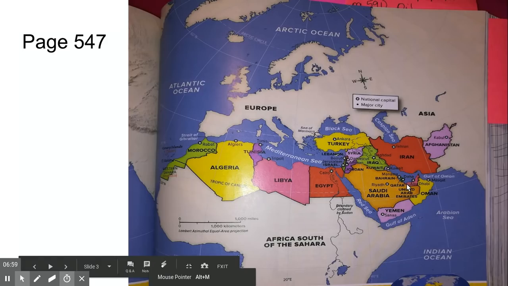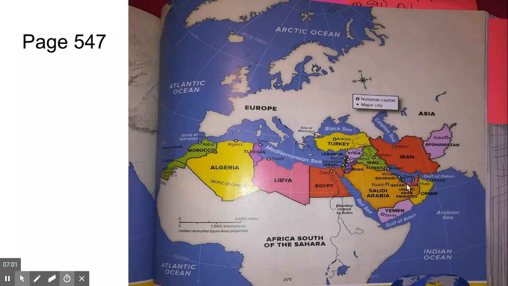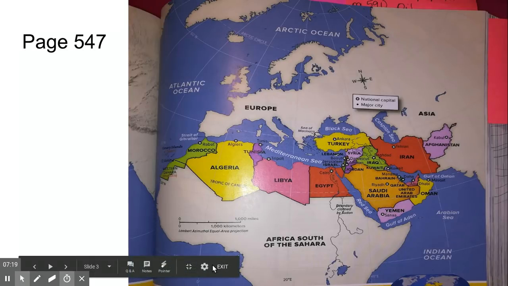All right, so if we look at the map on the next page, on page 547, one right beside this one, what type of map is this? Pause, long pause. Hopefully in your brain you said political, especially since it says it on the page in red right down here under the Atlantic Ocean. So this is a political map.